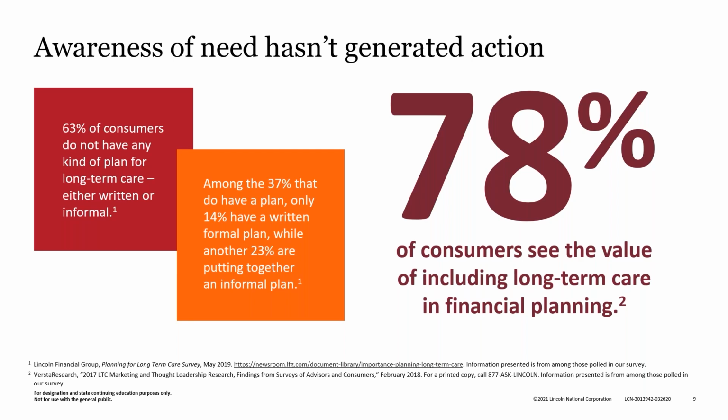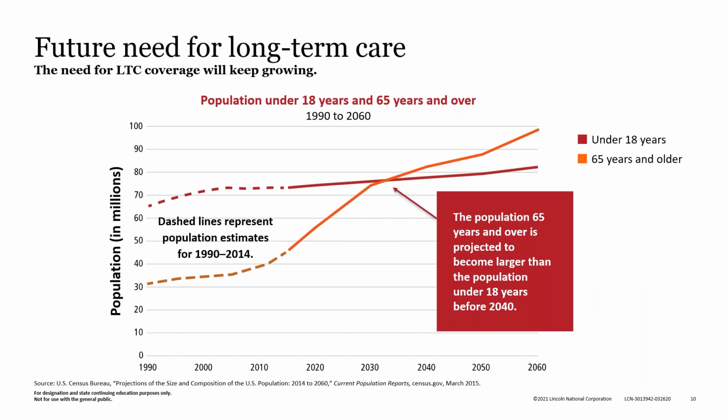Among the 37% that do have a plan, only 14% have a written formal plan, while 23% are putting together an informal plan. And finally, 78% of consumers see the value in including long-term care in financial planning. So some startling statistics there.